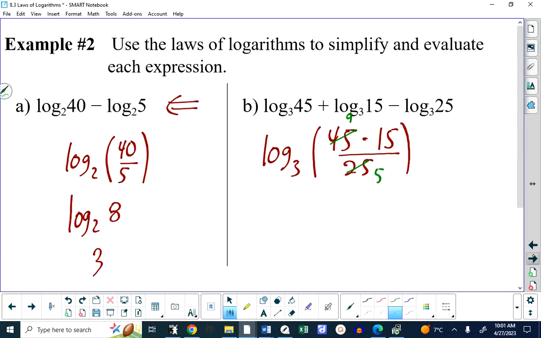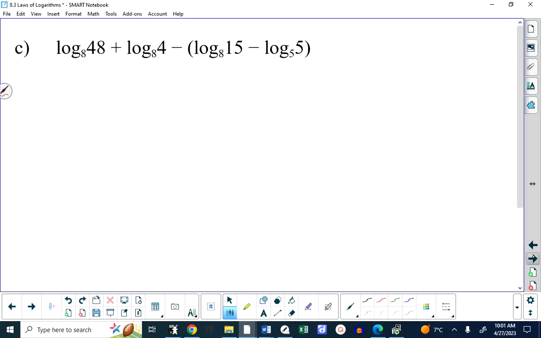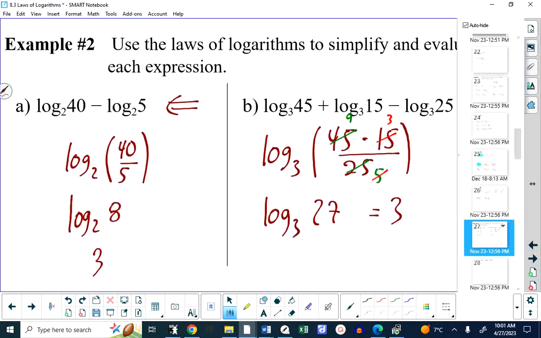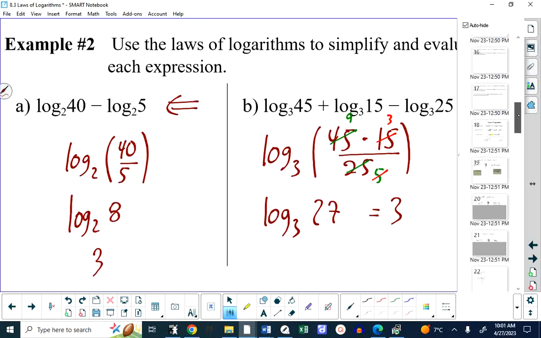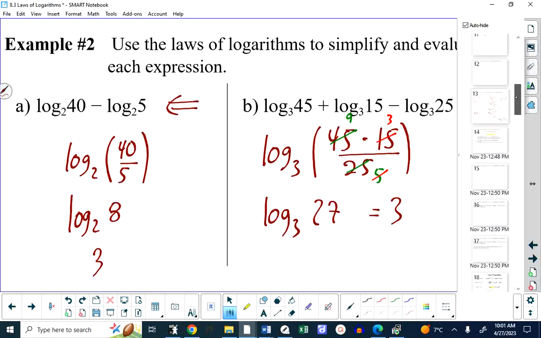I divided 45 by 5 to get 9, 25 by 5 to get 5. I can then further divide this 5 and this 15 to get 3. And all I'm left with in here is 27. This is log base 3 of 27, which is 3. And I'm just doing it that way to force my hand and get you to think a bit, rather than just always going to your calculator. Oh, while we're at it, I'm going to go back here and just show you something. Remember this question?